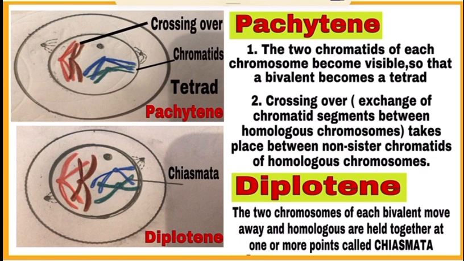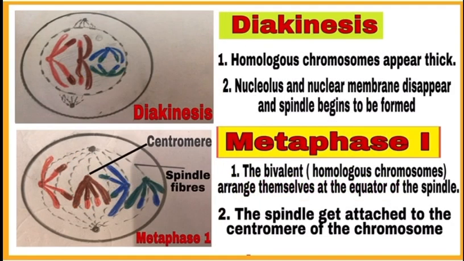Diplotene stage. Here the 2 chromosomes of each bivalent move away and homologous are held together at one or more points called chiasmata. You can see chiasmata in the diagram. Last stage of prophase I is diakinesis. Here homologous chromosomes appear thick, nucleolus and nuclear membrane disappear and spindle begins to be formed.